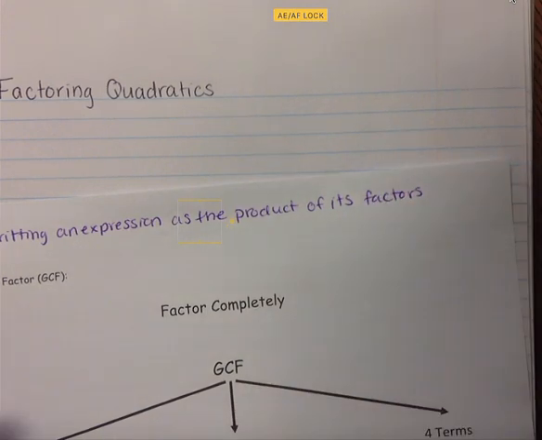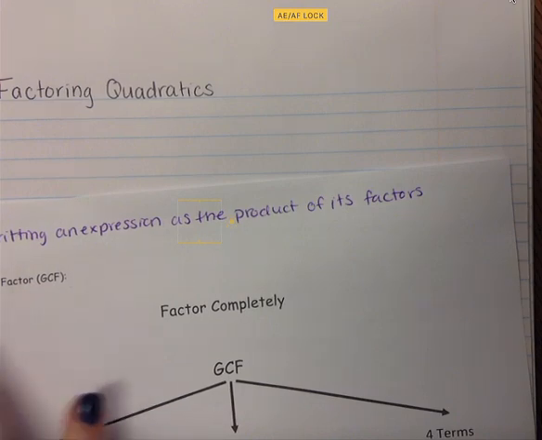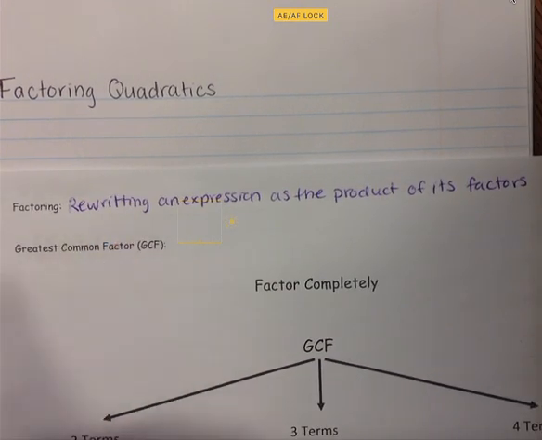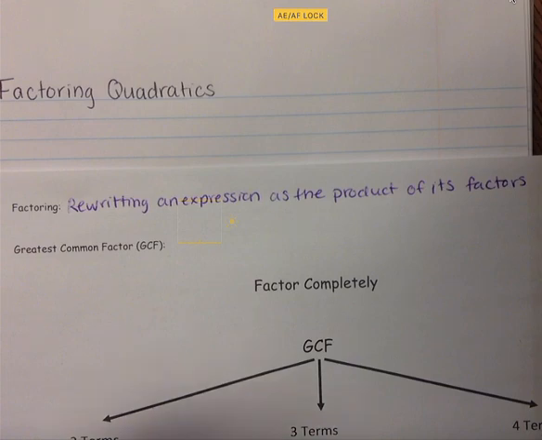Factors are what multiply to get to a number. So the factors of 20 are 1 and 20, 2 and 10, 4 and 5, because those numbers will multiply to 20. So if we're factoring anything, we want to rewrite it as the multiplication of what actually makes it become that expression.